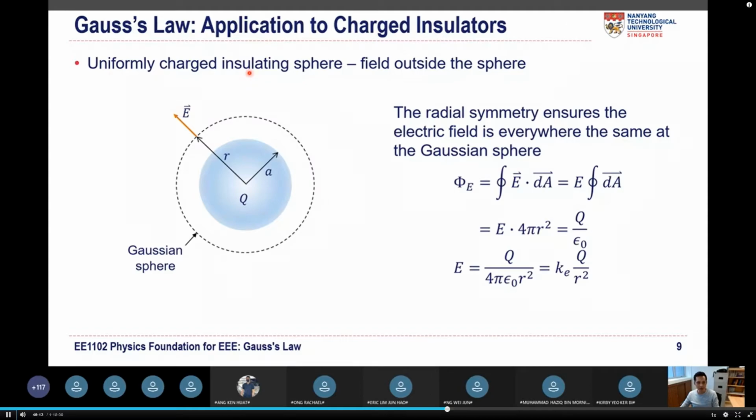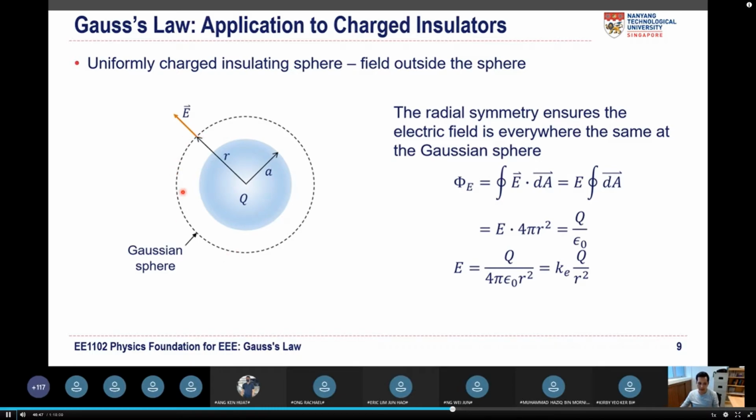So we have a uniformly charged insulating sphere. It is like a soccer ball, and the charge is uniformly distributed over the entire volume of your soccer ball. So we have a uniformly charged insulating sphere, and we want to calculate the field outside the sphere, not inside the sphere. So how do we do that?